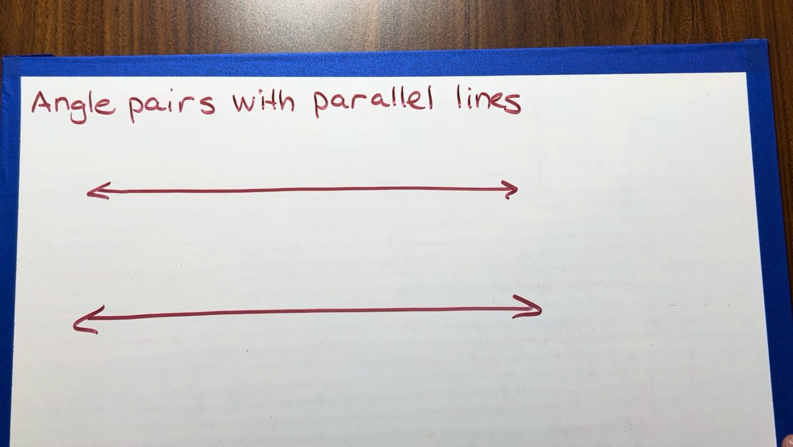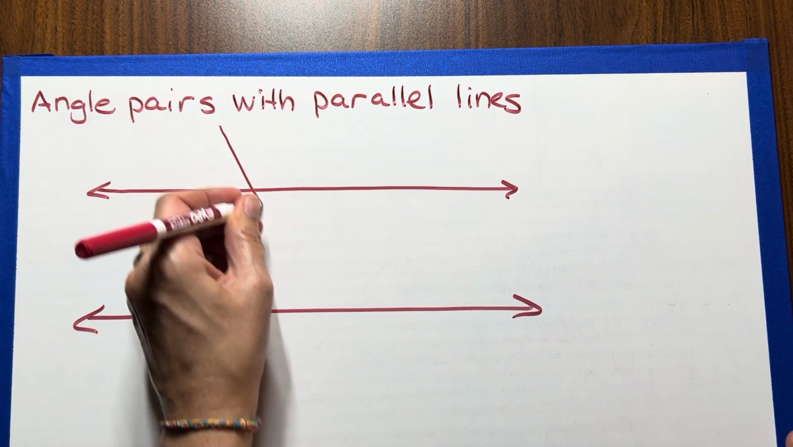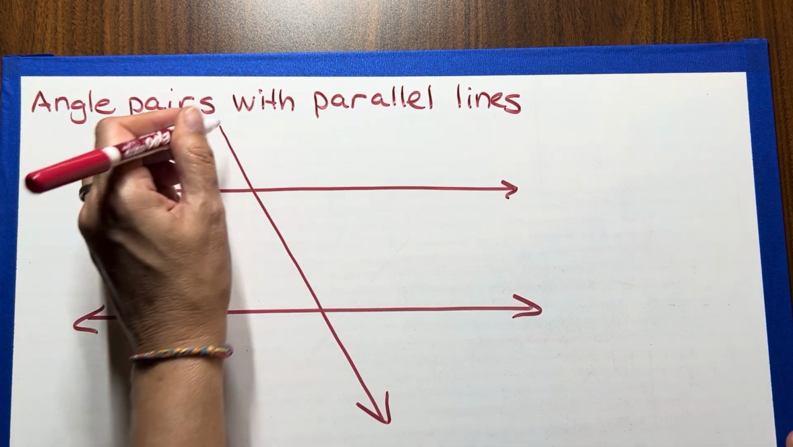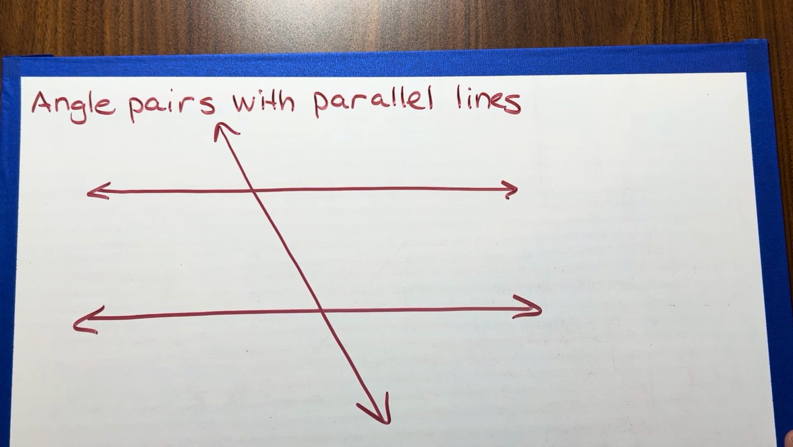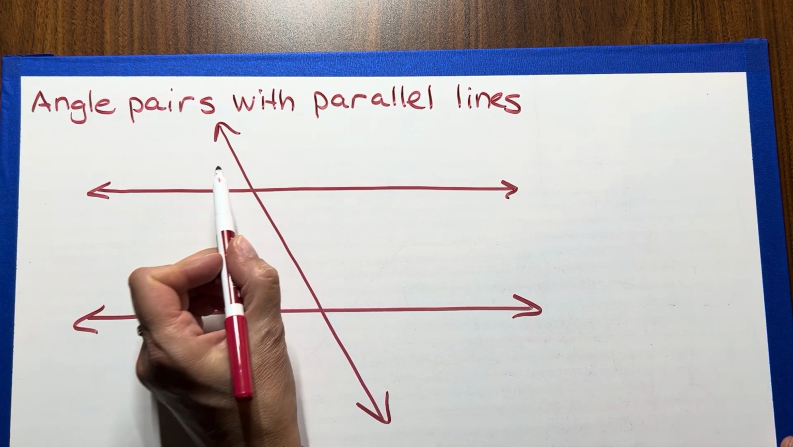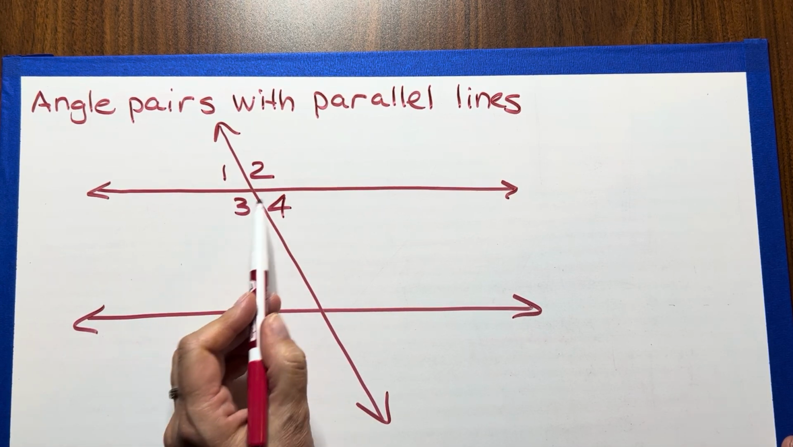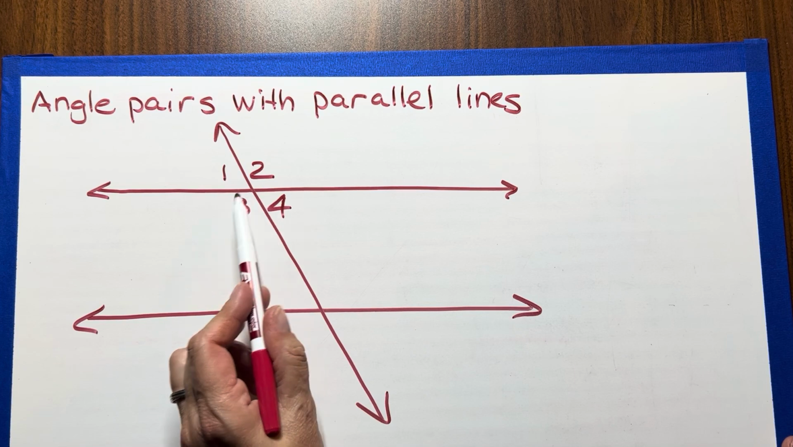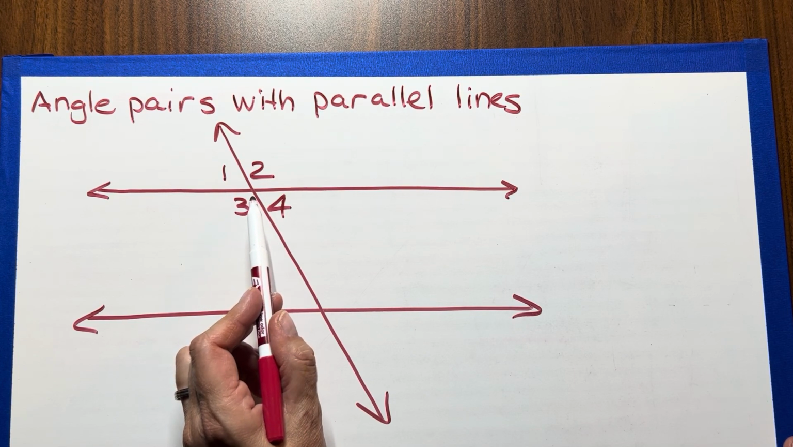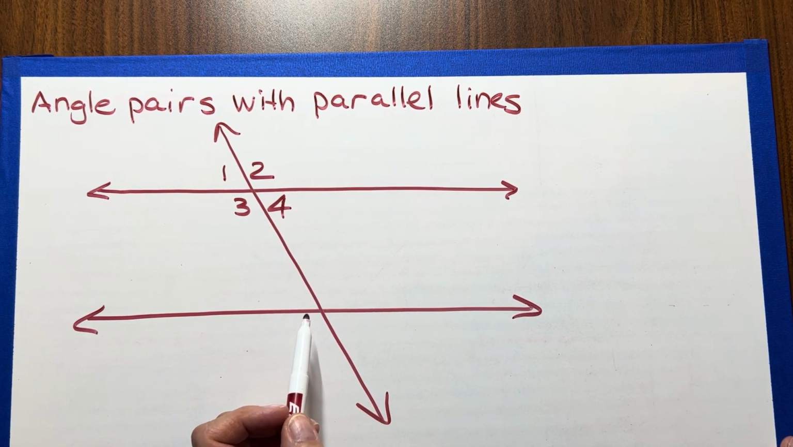So when you have parallel lines, oftentimes to create the angle pairs, you will have what's called a transversal. This is another line that cuts through both of the parallel lines. And you can now see that I have formed two intersections. And I think of these as intersections like on a roadway, but they're also intersections of the lines.